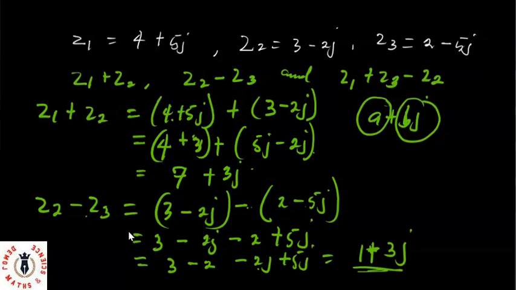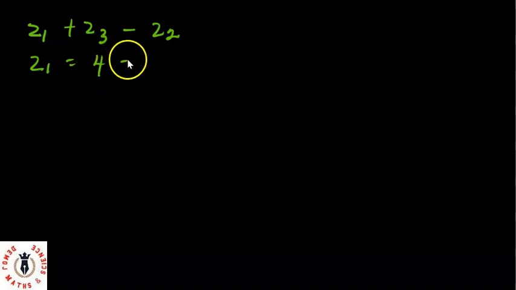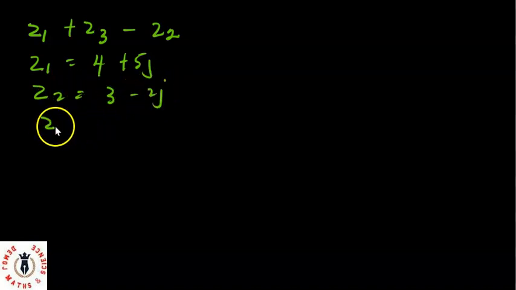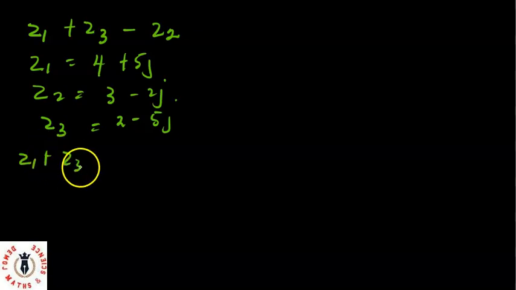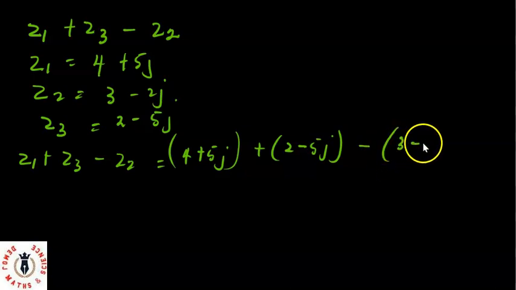And now let's look at the final expression. Let's see our z1 plus z3 minus z2. Now our z1, remember, was given as 4 plus 5j. Our z2 was given as 3 minus 2j. And my z3 was given as 2 minus 5j. So z1 plus z3 minus z2 will be the same thing as 4 plus 5j, that's my z1, plus z3, that's 2 minus 5j, minus z2, that's 3 minus 2j.